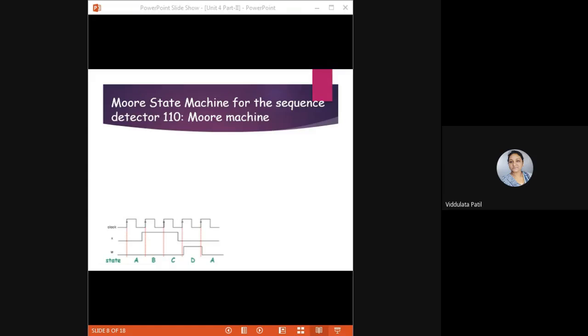So is it visible to all? Yes. So now explain this. Who's going to explain? Kaustubh. Now she has drawn the state diagram. Explain this.